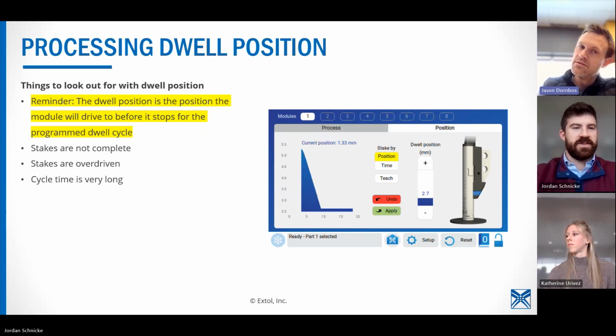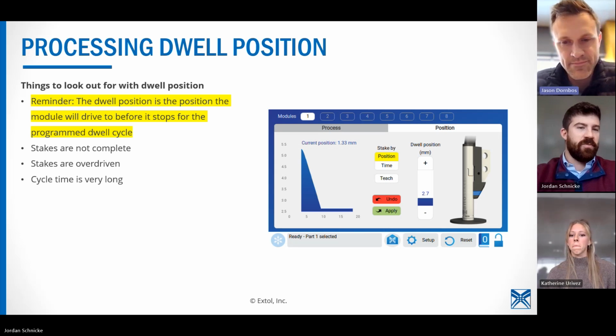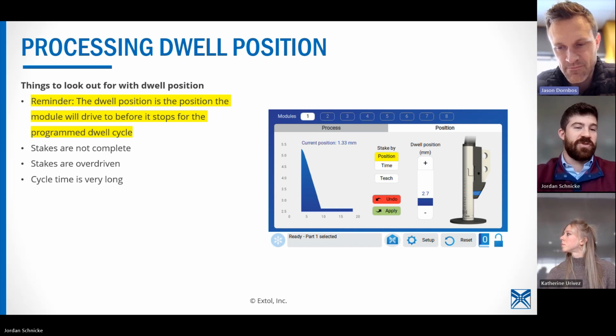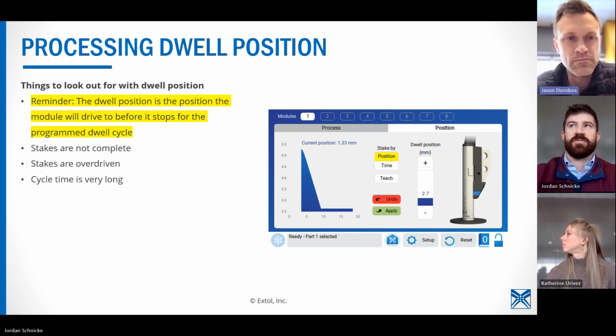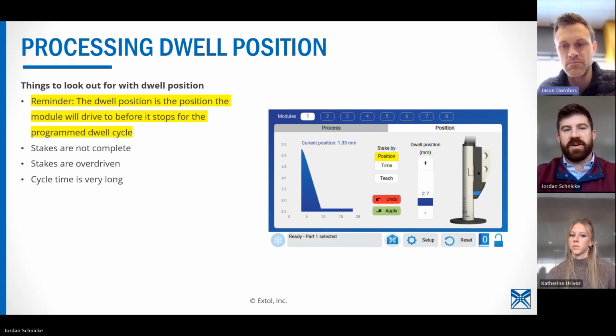So, processing the dwell position. We talked about this a little bit in length, but as I mentioned earlier, this is something you might go back through after you've run the process a few times and you've already set it up initially. You might want to change things based off the results you're seeing, whether it wasn't staked all the way or if it's driving too far down. Maybe it's creating that scenario where it's just taking too long. And this is stuff that, like I said, you're going to find out after you've done the initial setup.